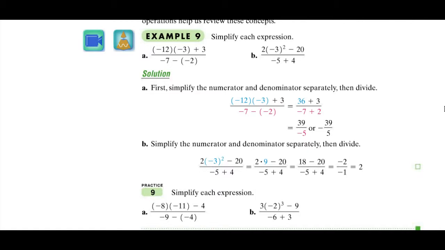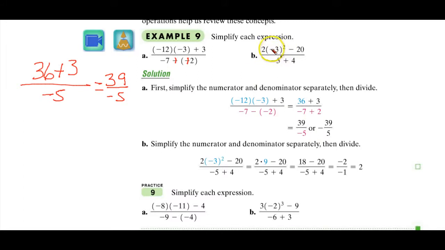And we're following, please excuse my dear Aunt Sally, order of operations. So over here for A, this is going to be a positive 36 plus 3. And this is going to be a positive down here. So this becomes a negative 5. So we have 39 over a negative 5. But we said the preferred place to put that negative sign is right by the division bar.